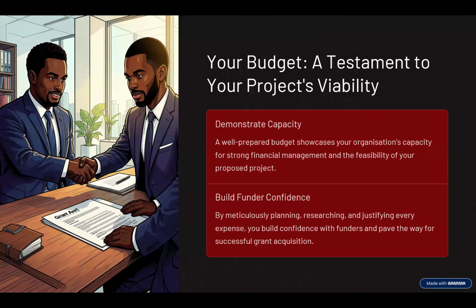Then build funders' confidence by planning, researching, and justifying every expense. You build confidence with your funders and pave the way for successful grant acquisition.